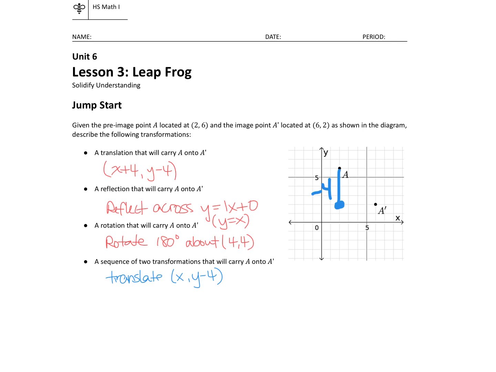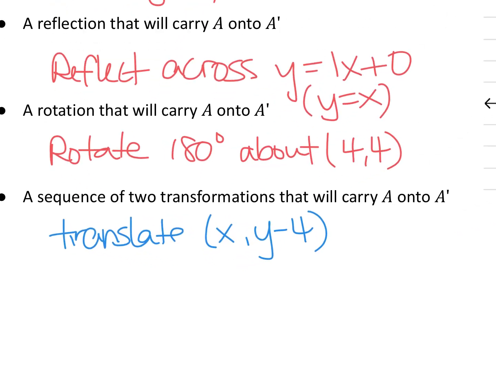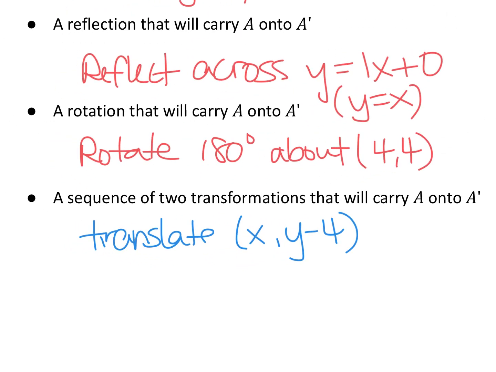Let's get a straighter line like that. And then I'm going to do a reflection across there. So translate (x, y minus 4), and then reflect across the line. This line is x equals 4. Okay, so I'll add that to my description.